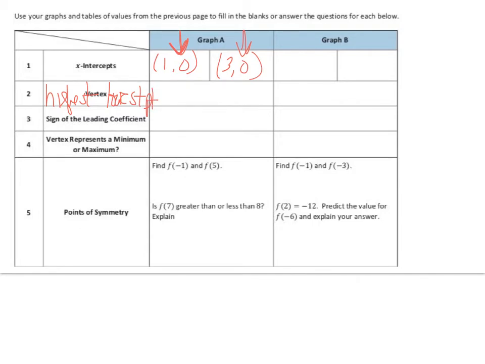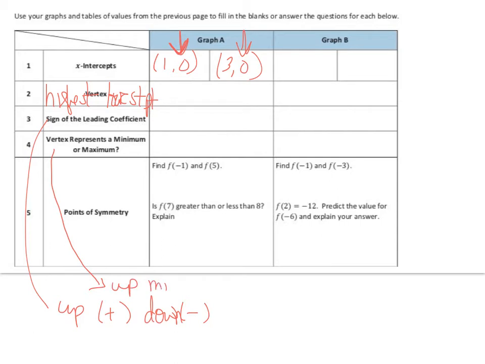Sign of the leading coefficient, if it opens up, it's positive. If it opens down, it's negative. Oops, down. Vertex represents a minimum or maximum. Again, if it opens up, it's a minimum. If it opens down, it's a maximum.